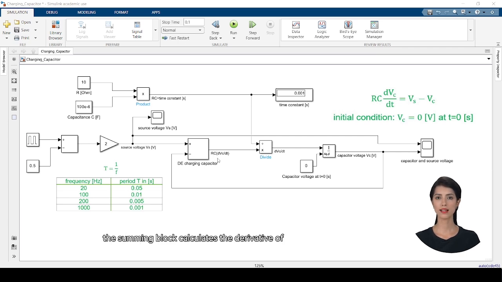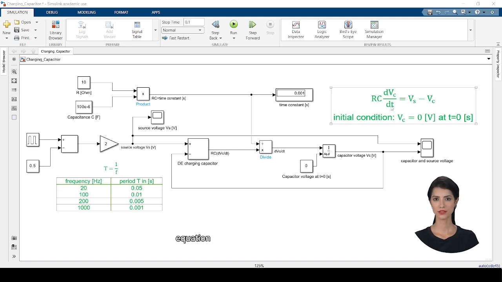On the right side, the summing block calculates the derivative of the capacitor voltage, multiplied by R times C. This matches the left side of our differential equation. Essentially, the equation states that this is equal to the right side, which is the source voltage minus the capacitor voltage. Therefore, both voltages must be present on the left side of the summing block. The signal line carries the source voltage, generated by the pulse generator. I'll show you the shape of the source voltage shortly.